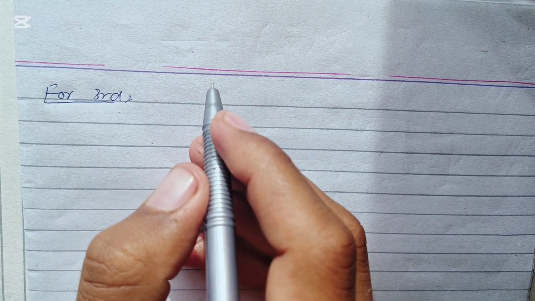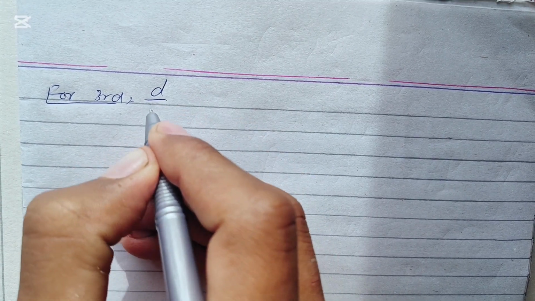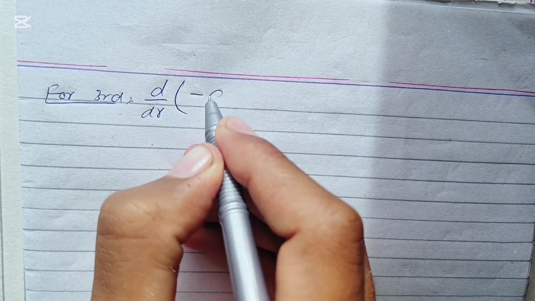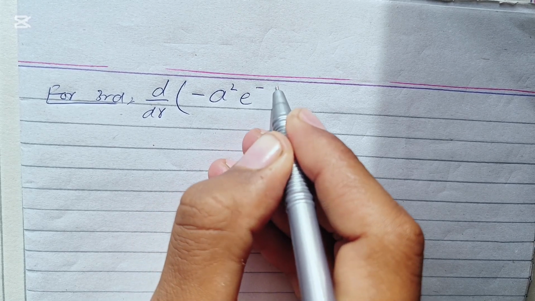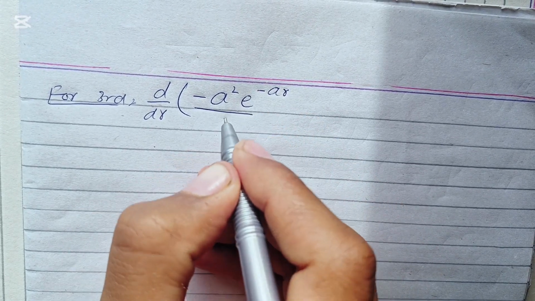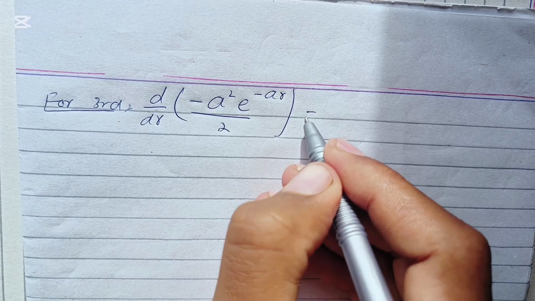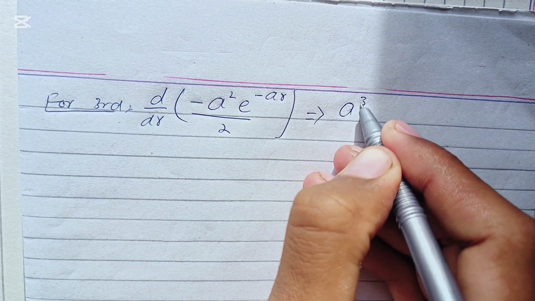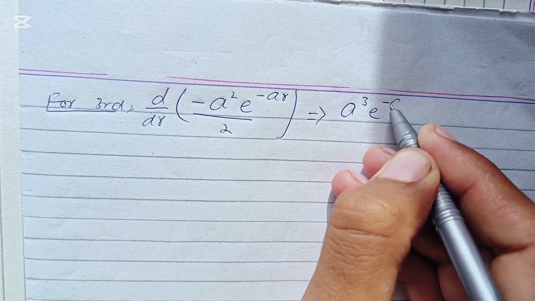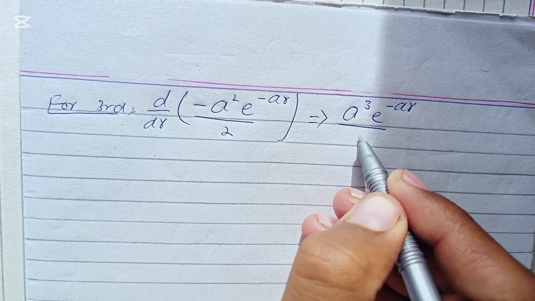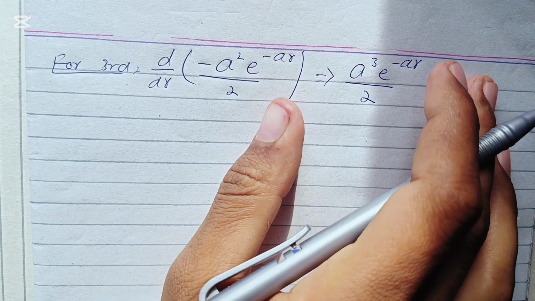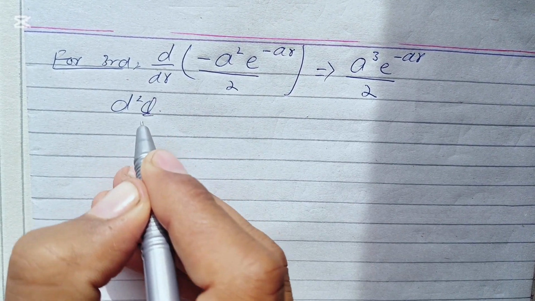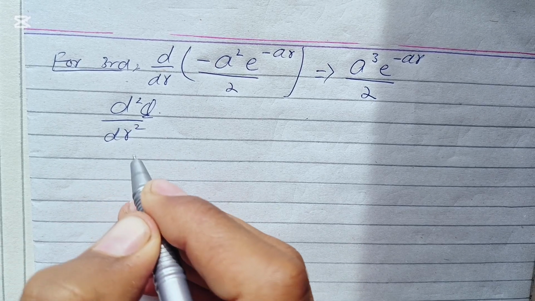And for the third term, we will apply the derivative to the third term, which is d/dr of minus alpha square e^(-alpha r)/2. When we apply the derivative, this will become equal to alpha cube e^(-alpha r)/2. Now combine all terms to get d square alpha divided by dr square.